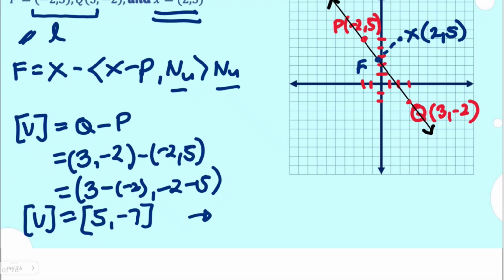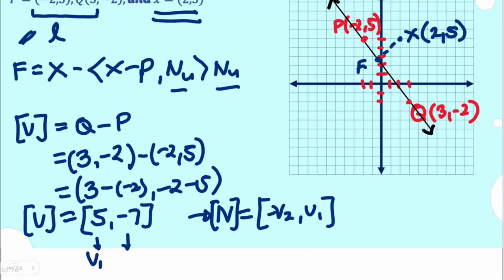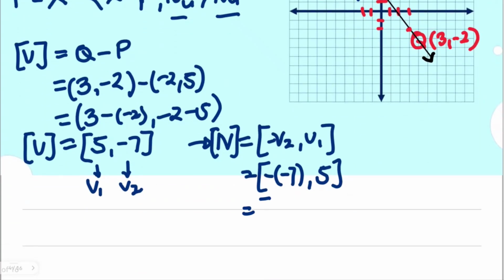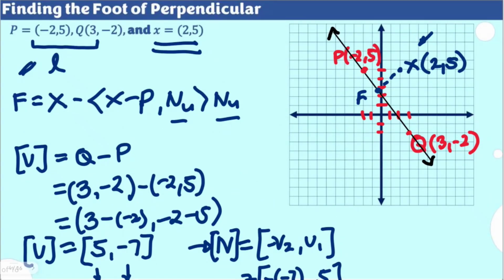Now, our normal vector will use the components of -v sub 2 and v sub 1. Please try to review this, okay? So our v sub 1 is this one here. This is our v sub 2. So our normal vector would be the negative of -7, so you will have here +7 and +5. This is our normal vector, the direction vector of the normal line, which is the perpendicular line to this, which will cover X and of course F, assuming it to be true, right?